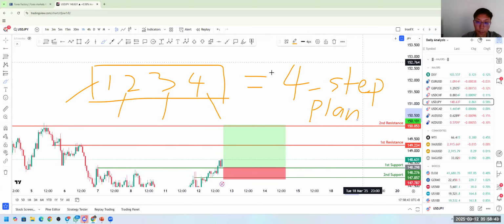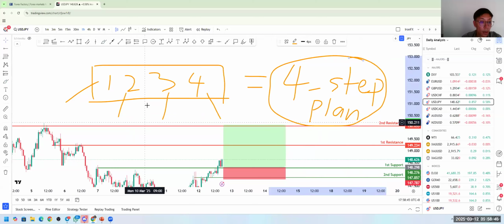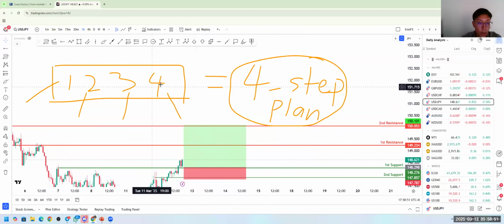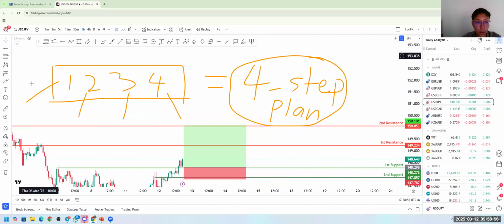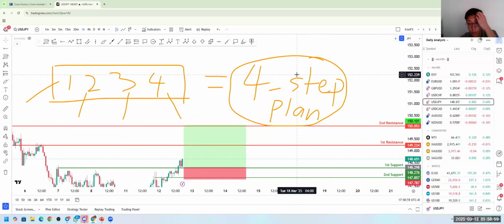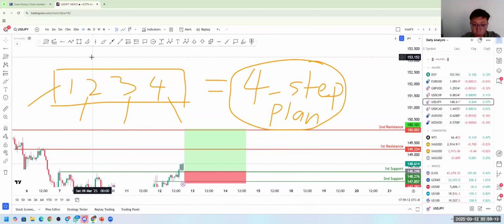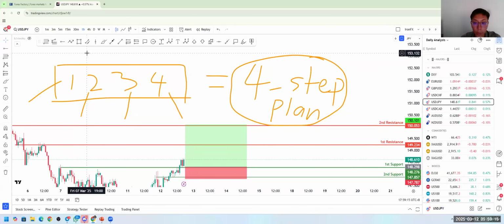This four-step plan is the only thing that you need to trade. Because I realized that even if I teach you guys all the different topics, all the in-trend topics, you will only be more confused. What you guys might need is a structured trading plan that helps you trade on a daily or weekly basis. You just use this four-step plan every time you enter a trade.